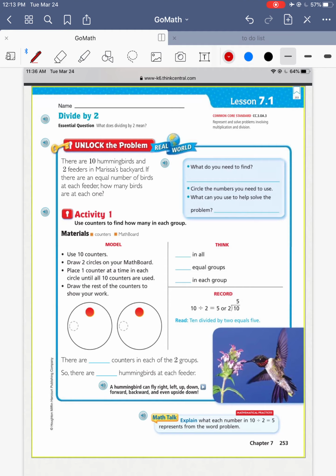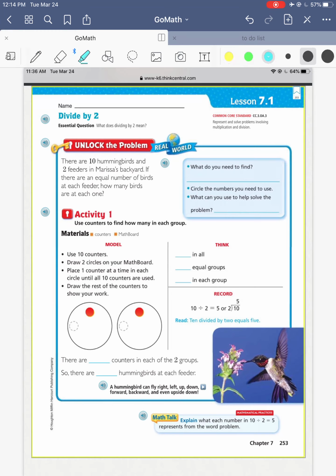So the first one is unlocking the problem, where they give us a math problem and we need to find all of the different information and put it in the blanks. There are 10 hummingbirds and 2 feeders in Marissa's backyard. If there are equal number of birds at each feeder, how many birds are at each one? What do we need to find? So what is the question that they're asking?